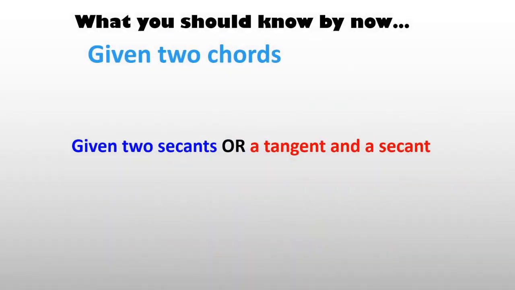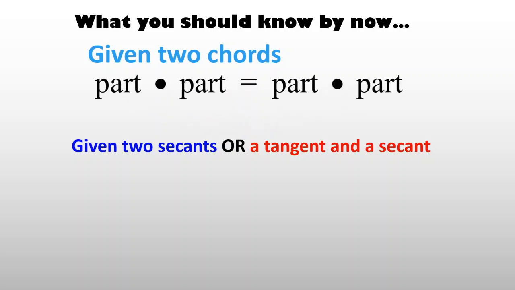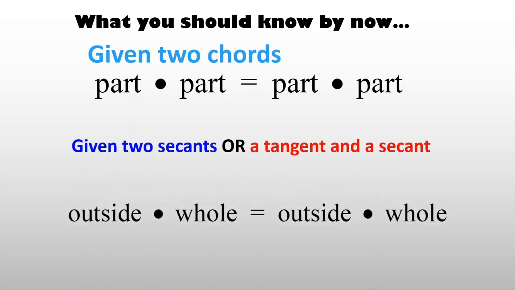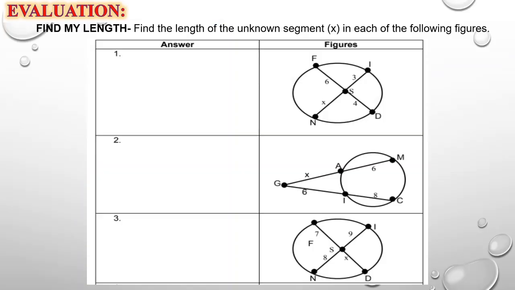The next, what you should know by now, given two chords, so part times part equals part times part. At kapag a tangent and a secant naman, outside times whole equals outside times whole. Okay, so try this for our evaluation. Find the length of the unknown segment x in each of the following figures. Okay, that's all for this day.